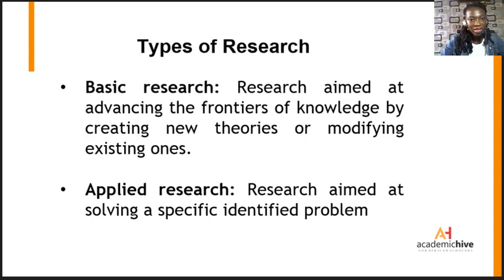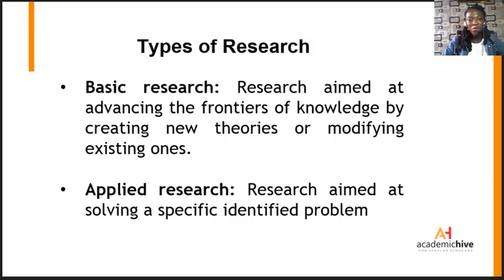So now let's talk about the types of research. There are two basic types of research. One, basic research. Two, applied research. Basic research is research that is aimed at expanding or advancing the frontiers of knowledge by creating new theories or modifying existing ones, while applied research is research that is aimed at solving a specific identified problem.